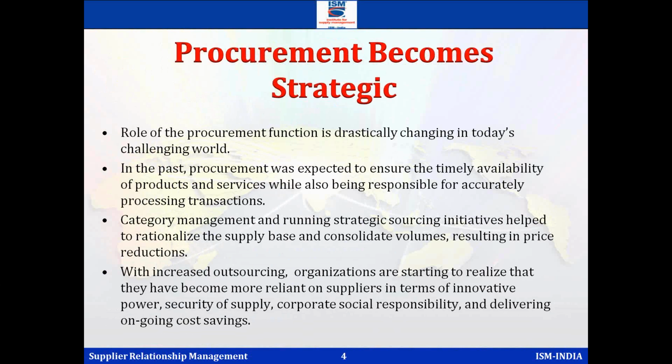Now let's understand the whole evolution process. You all know very well, if I go back a few years, 15, 20 years, procurement was purely, in some places, transactional, some became tactical. And the focus of procurement was to ensure the timely availability of goods and services and ensure accurate processing of the transactions. Then came the concept of category management, strategic sourcing. Those also helped us to cut down the cost, to make some savings.